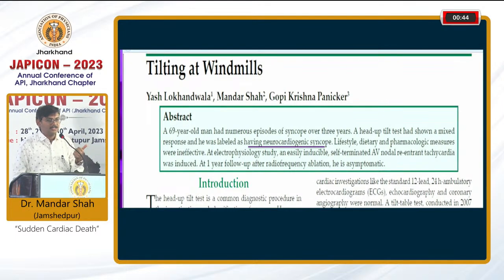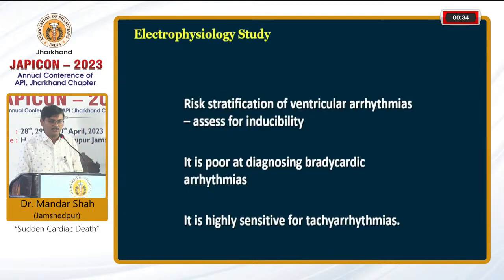We treated his AVNRT, ablated, and subsequently he has never had even a single episode of syncope. So in such cases, EP study will help. But again, that is only 5% of cases. 95% of cases, it will not help.